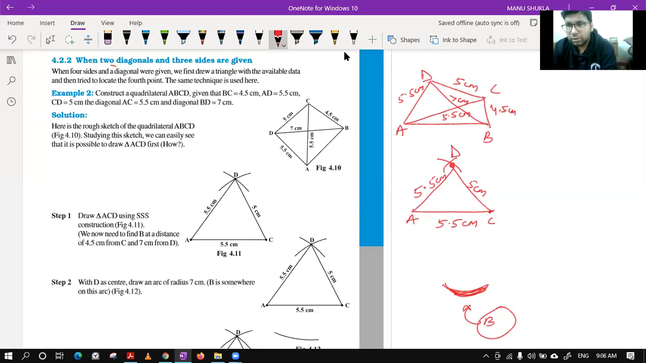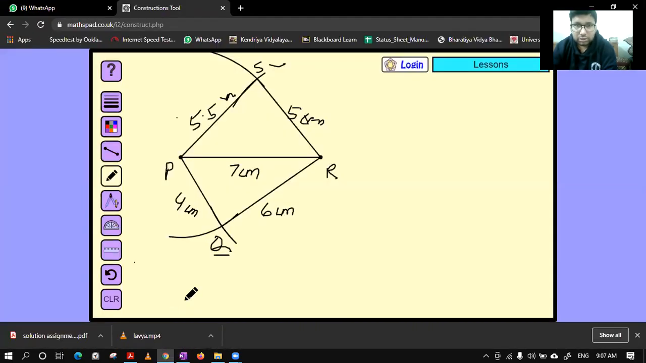Diagonal. So we will draw this diagonal of 7 centimeter from D. If you draw this diagonal, it will cut somewhere on this arc, and that will be your point B, and then you can easily join like this. So let's see on the construction the same thing. I think in this one it can be done.